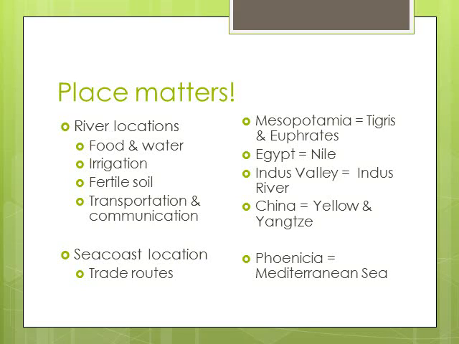Now, we did talk about a civilization that didn't locate on a river, but on a seacoast. Phoenicia was located on the Mediterranean Sea. You should also be able to see this on your map of Mesopotamia. And they used the Mediterranean to trade with the other areas in the region. So their seacoast location enabled them to develop trade routes.